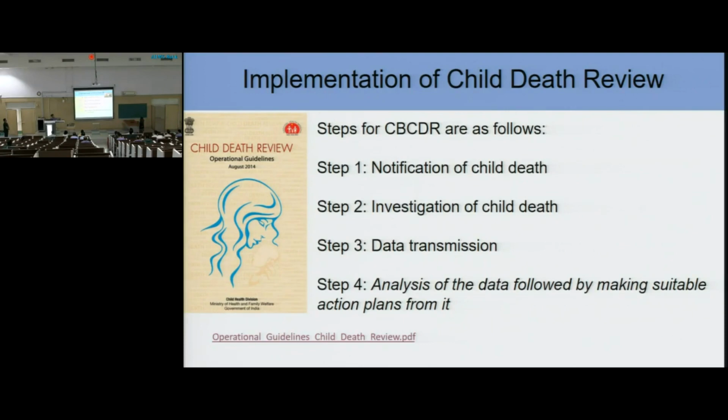Then comes, and in the next slide I'll explain more in detail. After that, verbal autopsy is done and the data is transmitted up to the state level, and the analysis is done, making a suitable action plan for it. We look for whether the error was in the antenatal period, intranatal period, or maybe some delays. So this is basically how we do it for neonatal death.